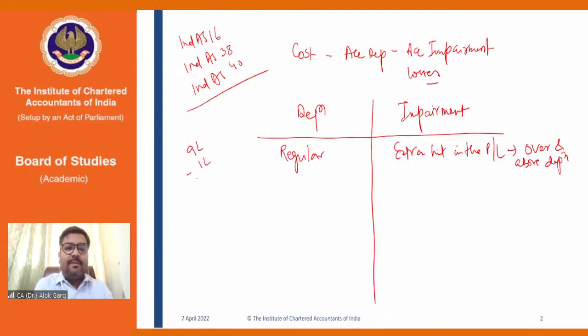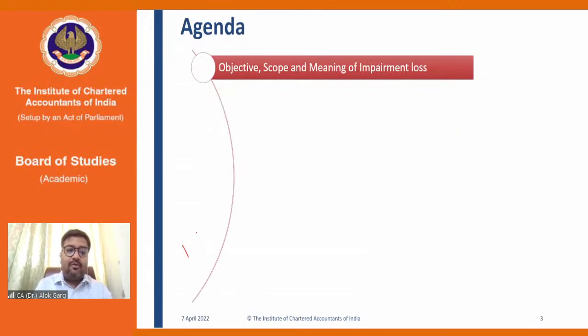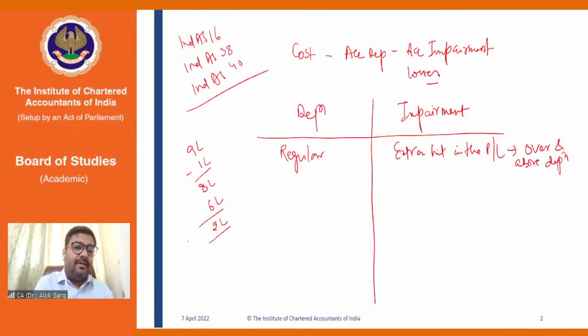1 lakh rupees was depreciation, 8 lakh rupees was carrying value, but the market value becomes 6 lakh. So what is this 2 lakh? This 2 lakh is impairment loss. This is over and above of depreciation.